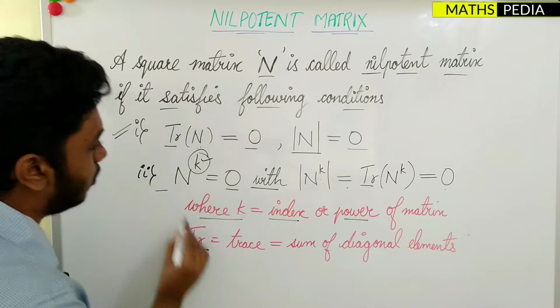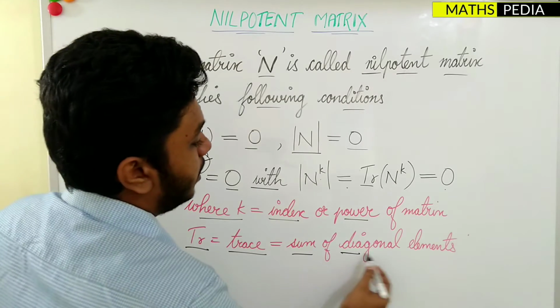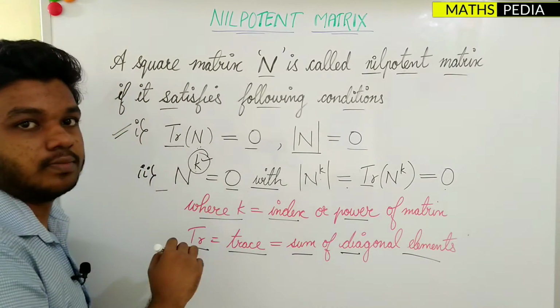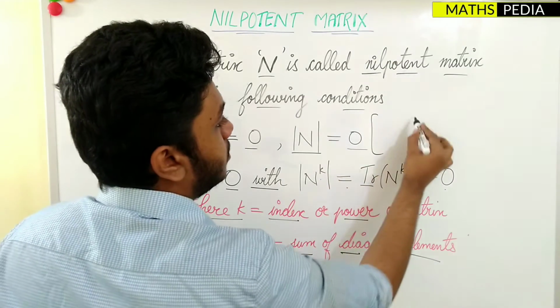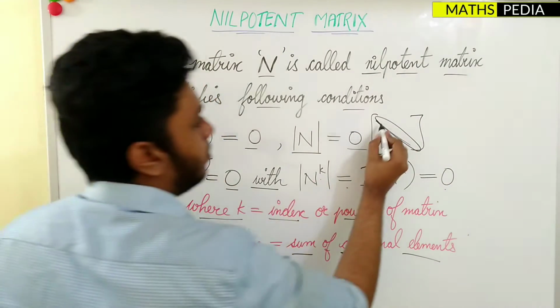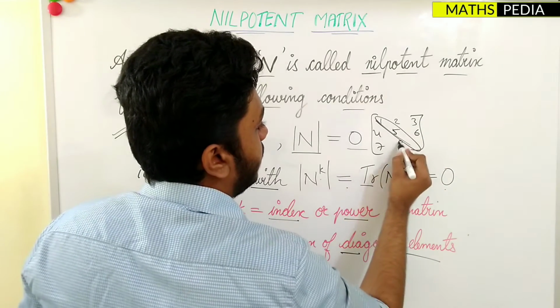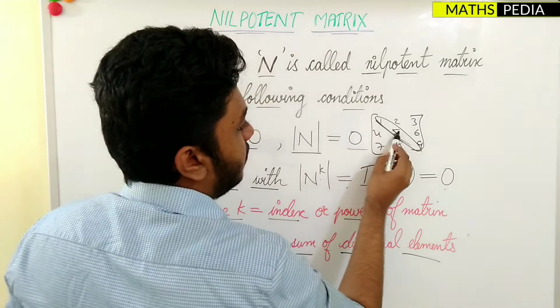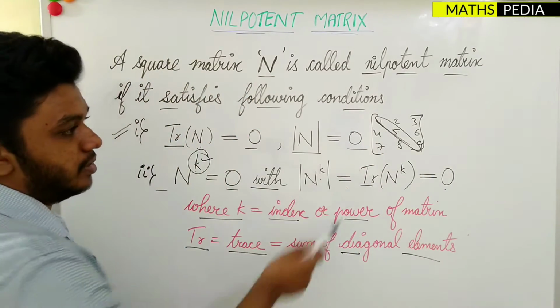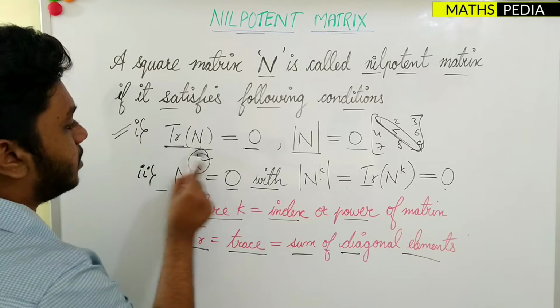Now the trace, what is trace? Trace is nothing but the sum of the diagonal elements of the given matrix. So what do we mean by the diagonal elements? Suppose here 1 2 3 4 5 6 7 8 9. So 1, 5, 9 will be the diagonal elements. Their sum should be equal to 0. That is nothing but the trace.